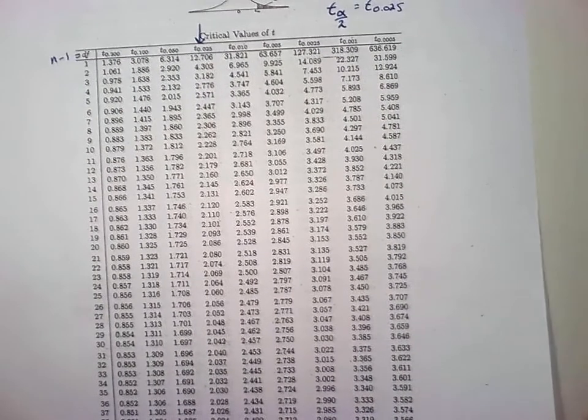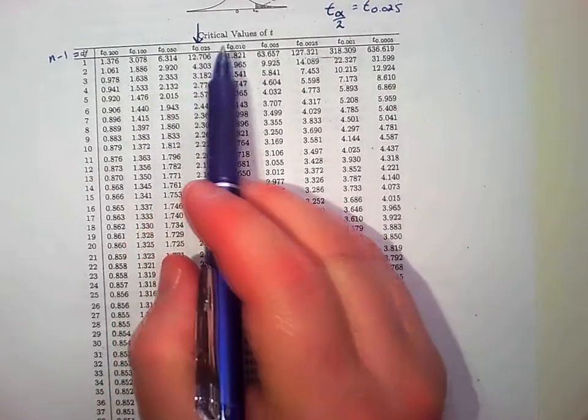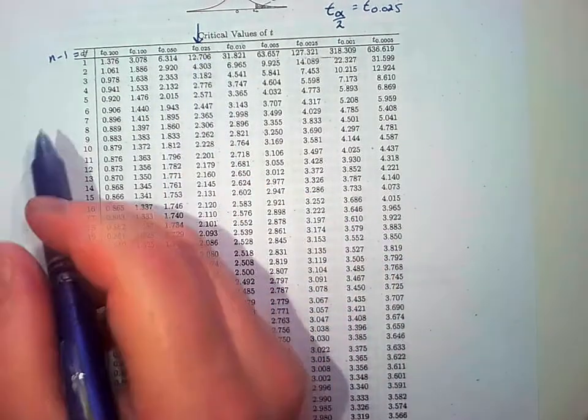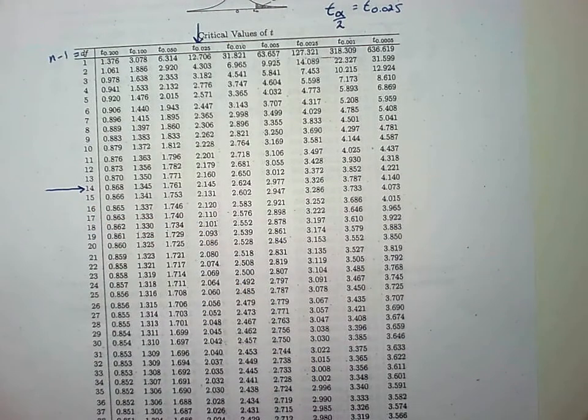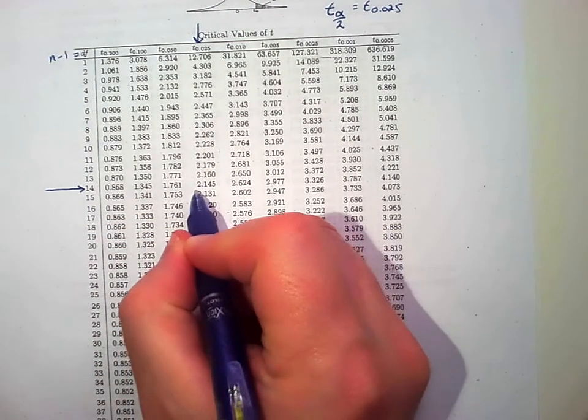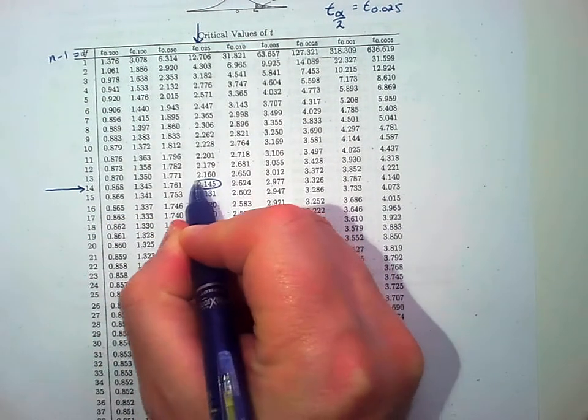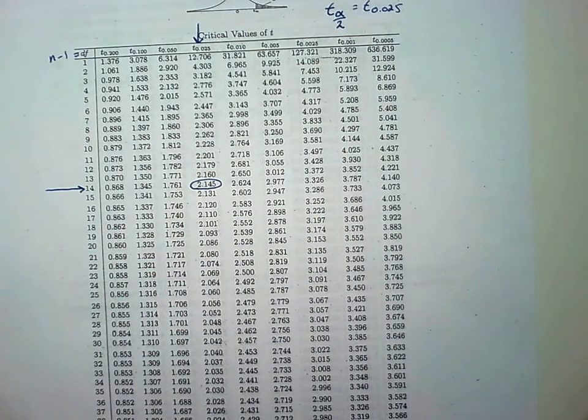So therefore, if we go back to this table, we're going to use this column because it's 0.025, and we have 14 degrees of freedom, so we're going to be in this row. And where these two things meet up, we see the value of 2.145. 2.145, that is our t value.